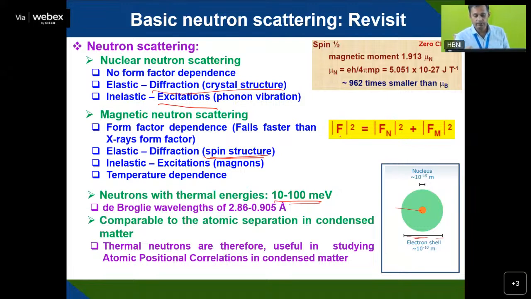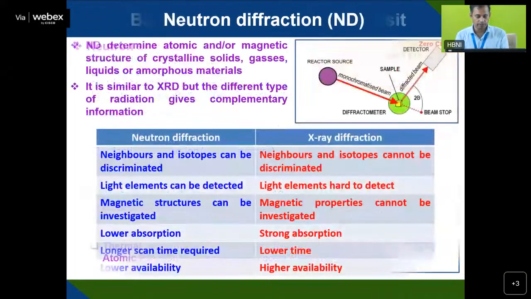You can see the structure factor comes from F squared. The scattering factor is the summation of nuclear scattering as well as magnetic scattering, as the neutron has a magnetic moment of 1.91 mu N, but it has zero charge. Because of this magnetic interaction, you will get both the magnetic form factor and the nuclear one, and combined you will get a combination. In neutron diffraction, the basic source is a nuclear reactor, and the monochromatic beam falls on the crystal sample, then the diffracted beam is detected.